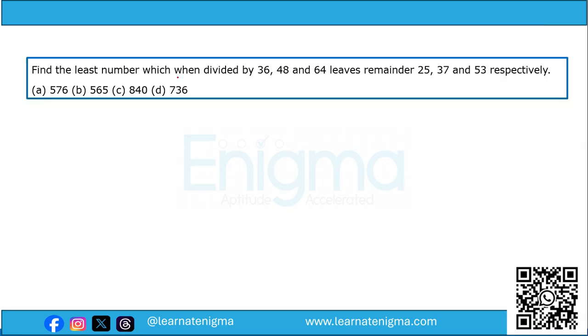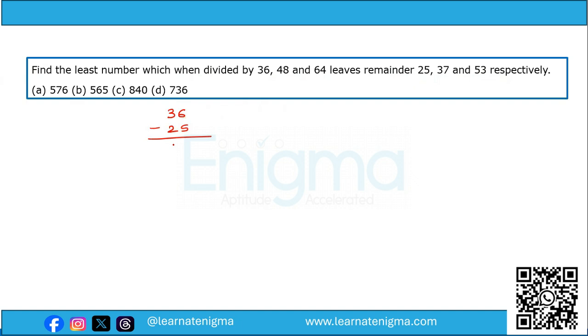Find the least number which when divided by 36, 48 and 64 leaves remainder of 25, 37 and 53 respectively. Now, in such kind of questions, remember this type of wording, you will observe that the difference between the divisor and the remainder is constant in each case.